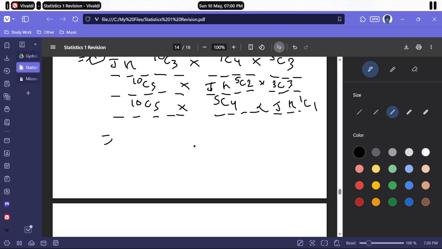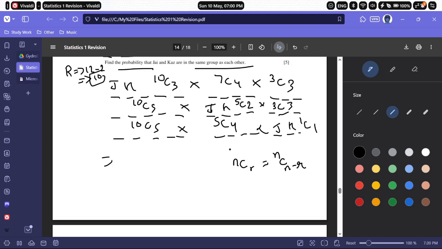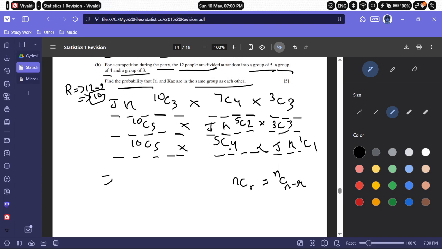So if you have nCr, that is the same as nC(n minus r). Or you can think about it as the Pascal triangle if you're doing P1. So there is a sort of symmetry, which is why you can use this rule. But anyway, right. So 10C5 times 5C4. And that would add up to give you 7980 as your favorable outcomes.